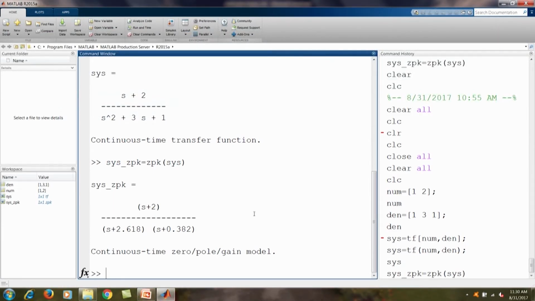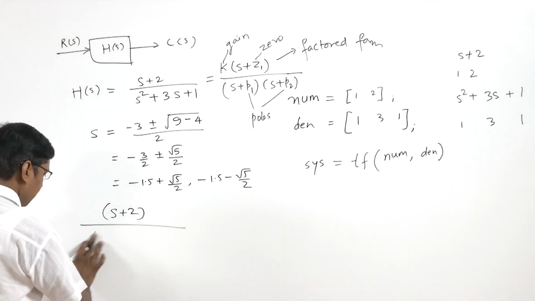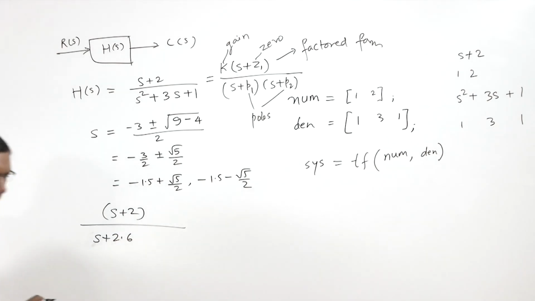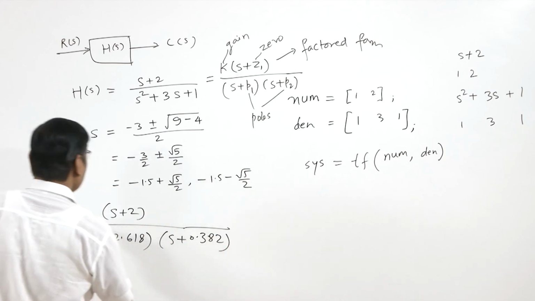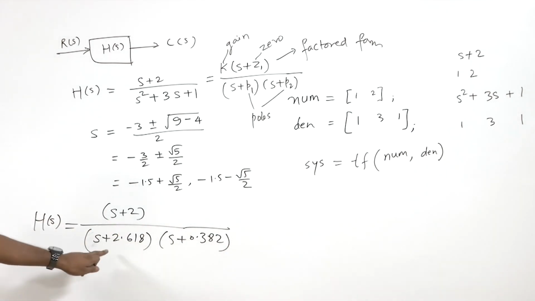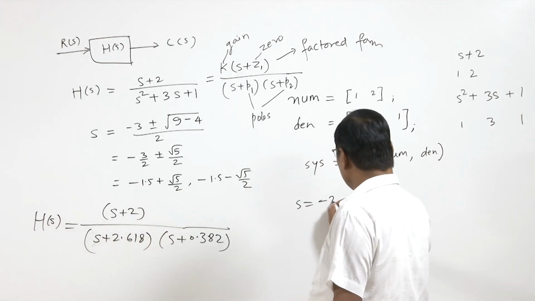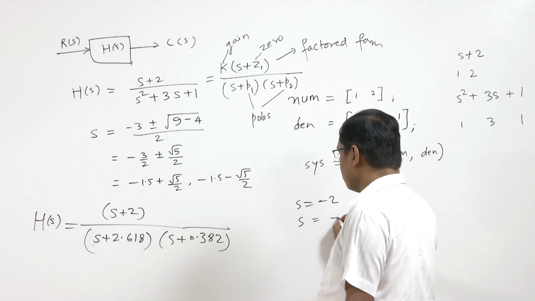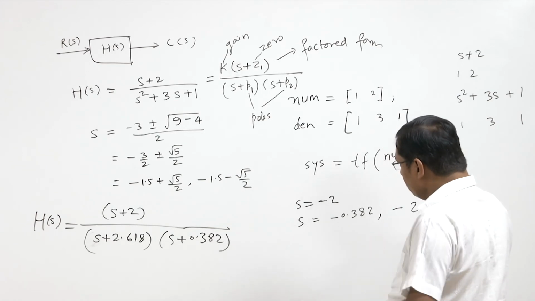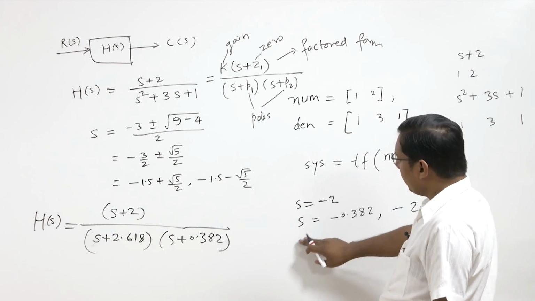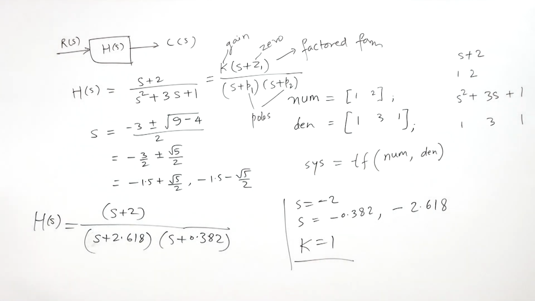So when we do the factored form, now we obtain this factored form, s plus 2 upon s plus 2.6, so this hs we represented in factored form. So now from seeing this factored form, we can tell what is zero. So zero is at s equal to minus 2. Poles are at s equal to minus 0.382 and minus 2.618. And then we know that gain here is 1. So gain k equal to 1.